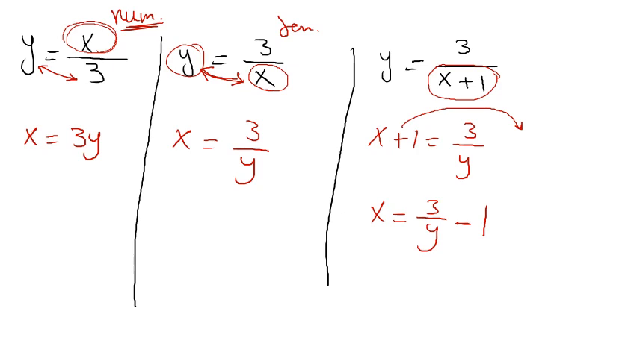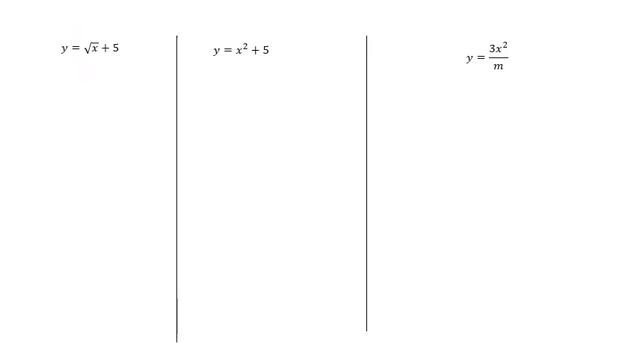So these three cases are explaining for you in case x and y are written as fractions and you want to write x as the subject formula. Another example for the root and the squaring. In case you have a root, you are going to write root x plus 5 is equal to y first. Then you move positive 5 to the other side. So root x is equal to y minus 5.